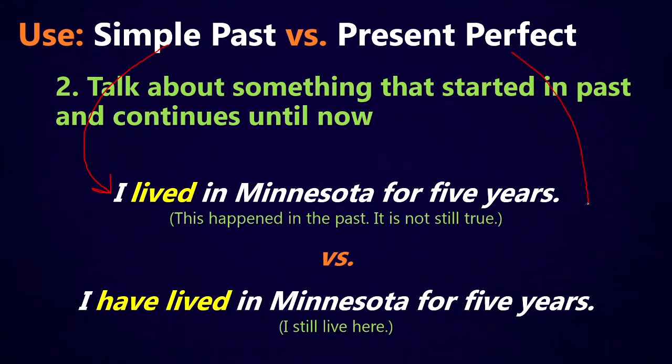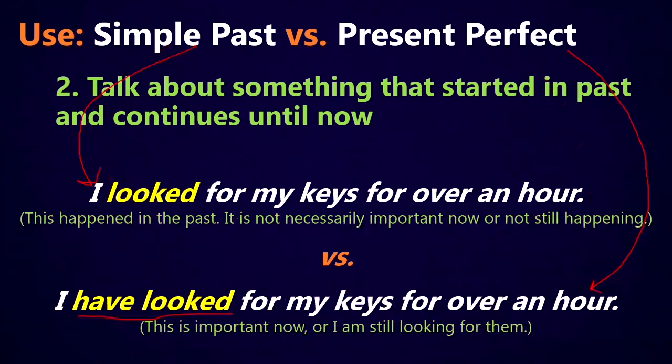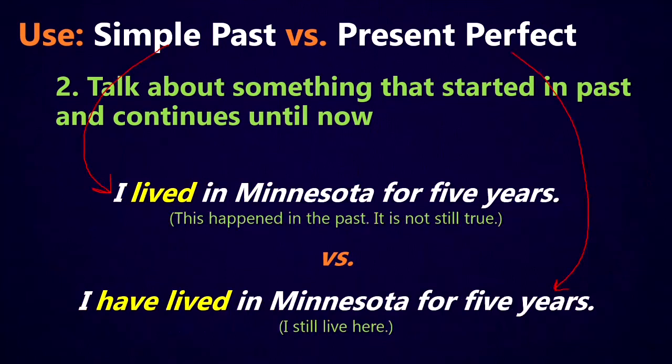But if I say I have lived in Minnesota for 5 years using the present perfect, then that means I still live here. So sometimes there's not a big difference between past simple and present perfect, but sometimes there can be a very big difference between them, whether something is only true in the past or whether it's still true now.